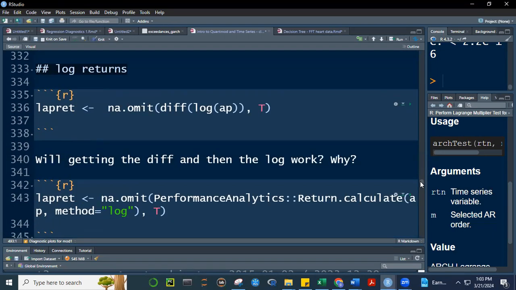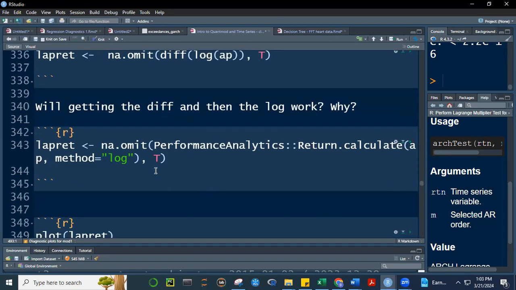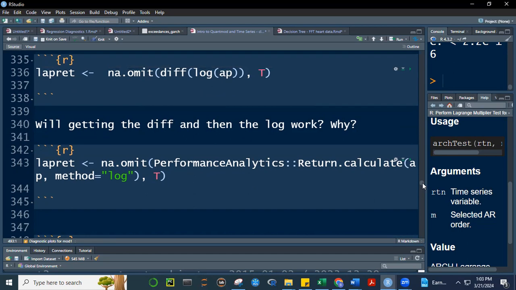Here, method is equal to log. And then we omitted the first observation because that's an NA value. Or we could have used the na.omit of the diff of the log of the object. Getting the difference after getting the log, you get the log first and then get the difference, you're actually getting the log returns. So this one is similar to what you'll be getting from this one. And we have shown that last time.